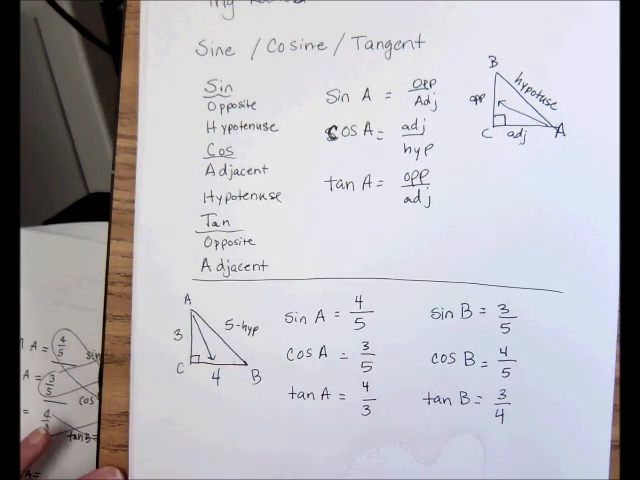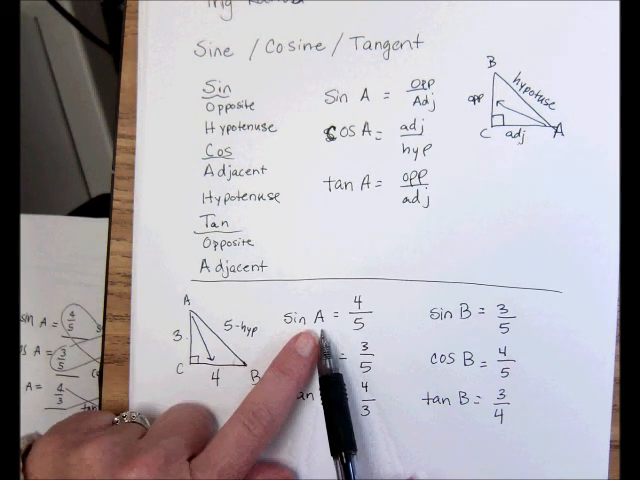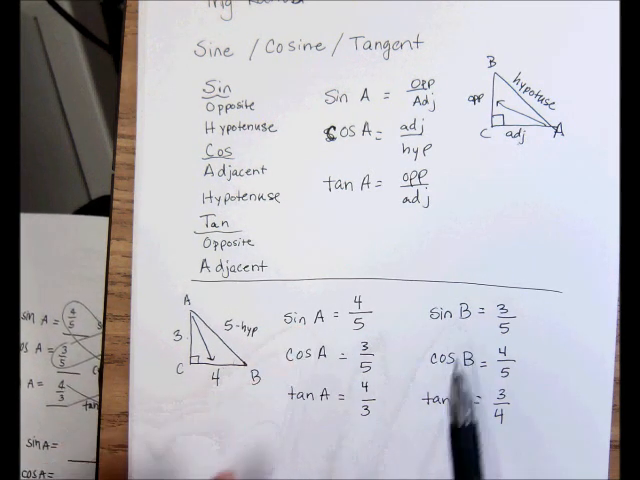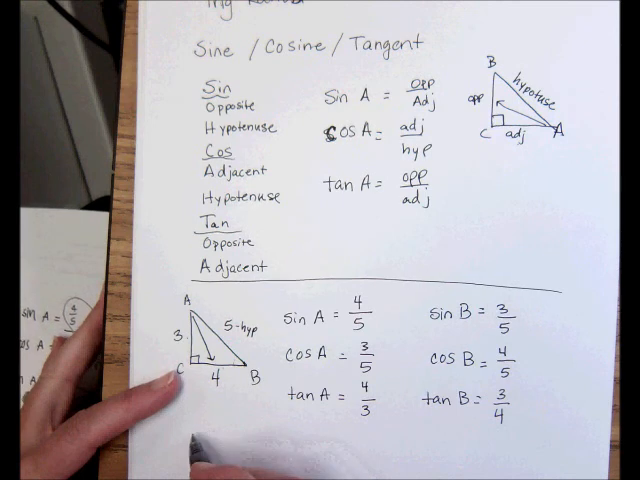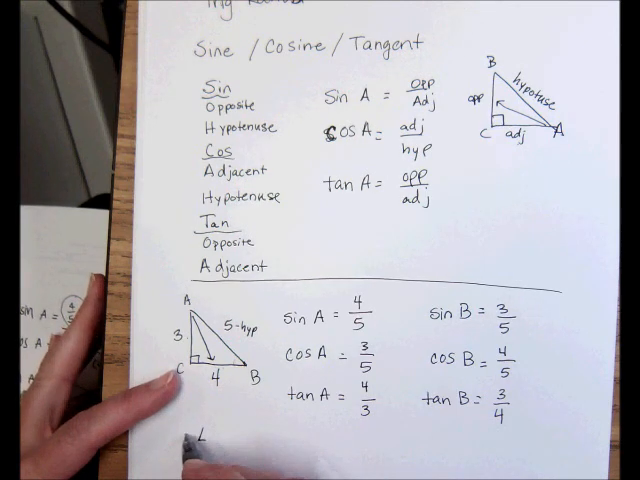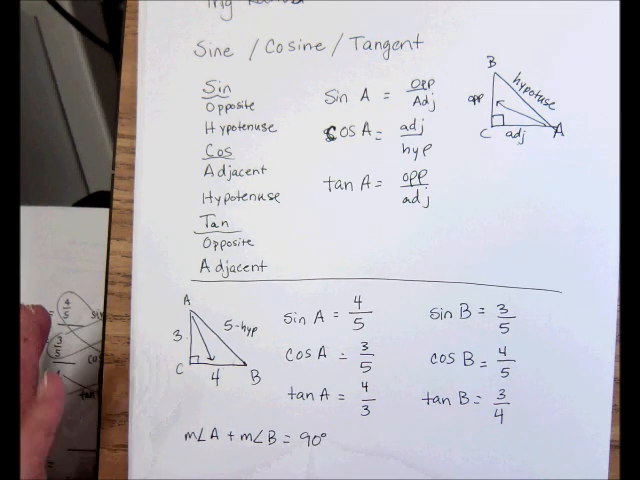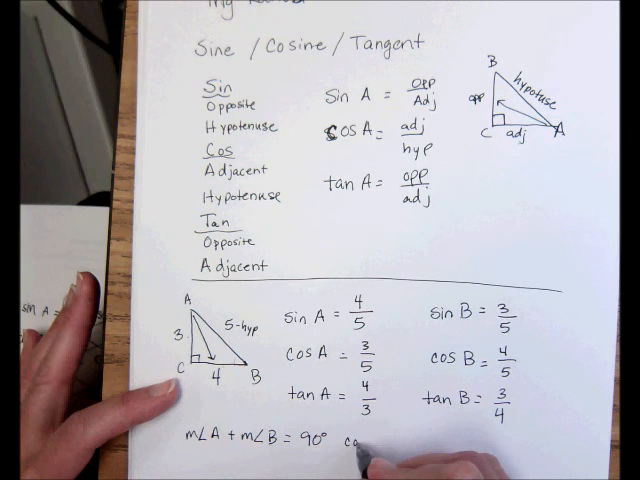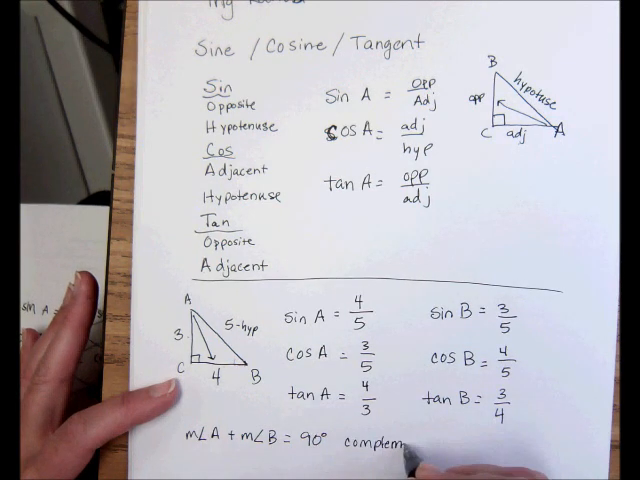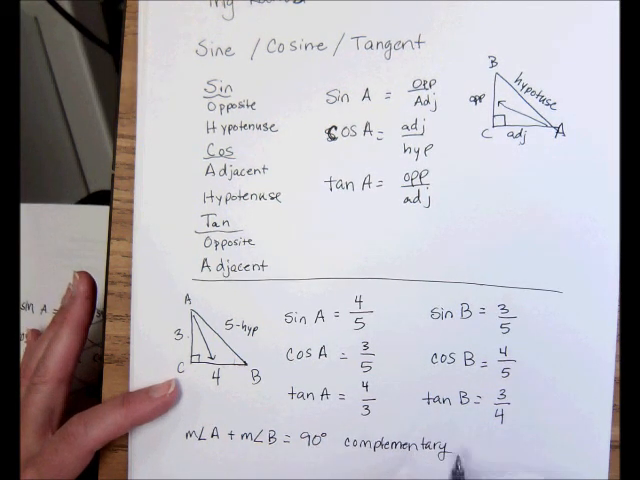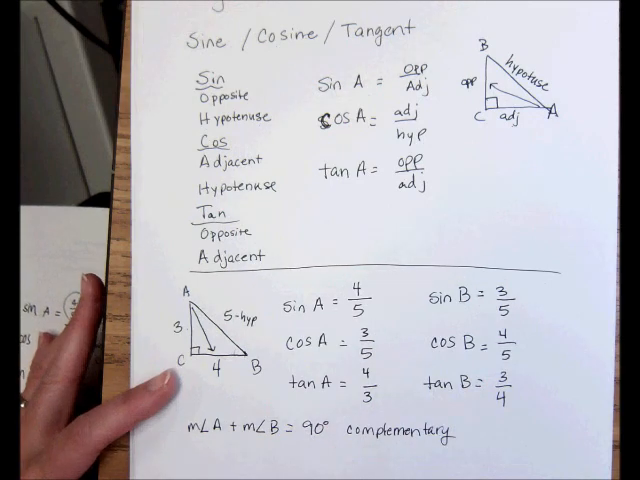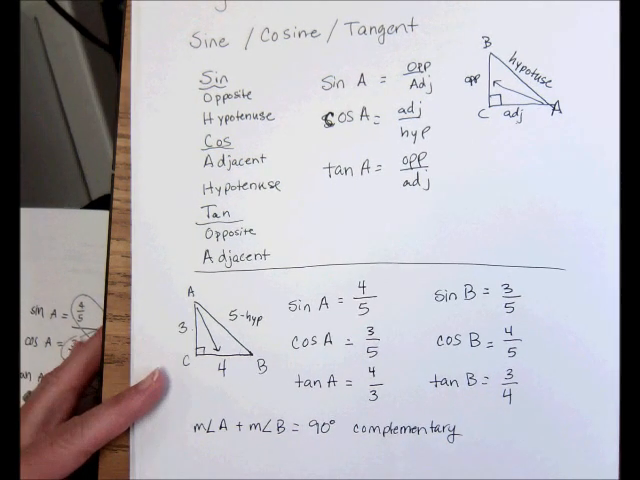Now, on page 7 in your packet, we talked today and yesterday a little bit about how these two relate to each other. We talked about how angle A and angle B are complements, because the measure of angle A plus the measure of angle B add up to 90 degrees. So we call those complements, because they're complementary. If you hear me talk in class about angle B being the complement of A, that means I add them together and they're going to be 90 degrees.